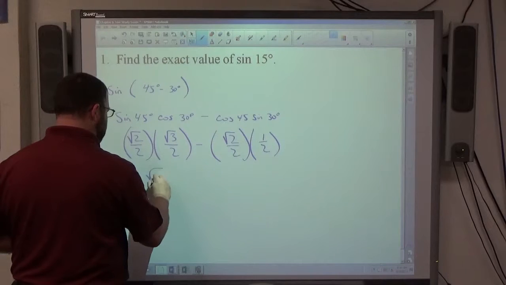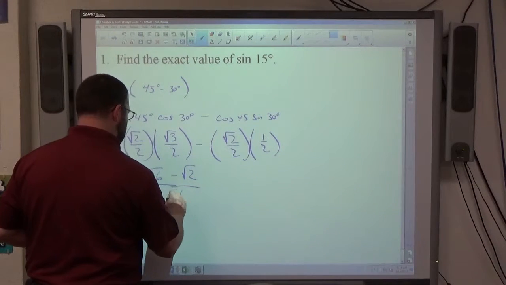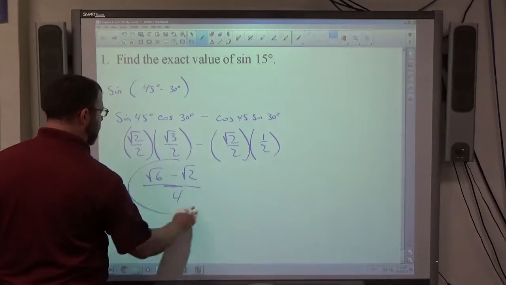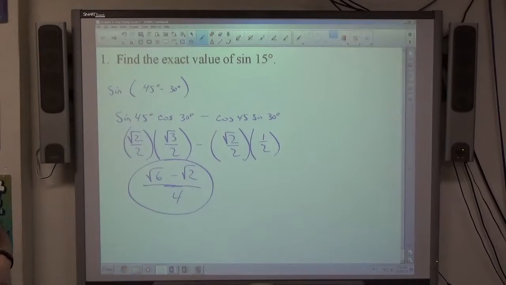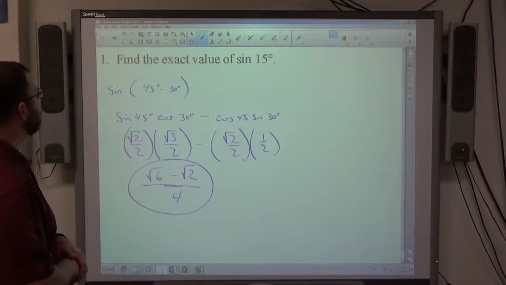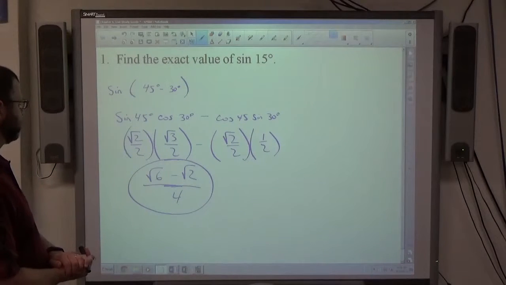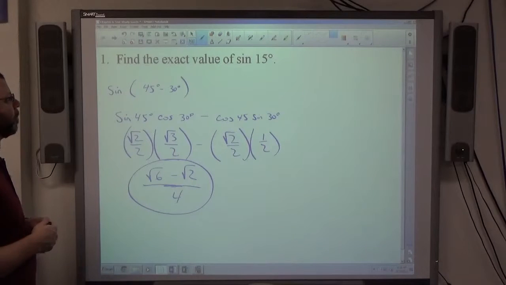This is going to be the square root of 6 over 4, and that's going to be the square root of 2 over 4. Both over 4, so we can just make one simple fraction out of it. Square root of 6 minus the square root of 2, all over 4. I'm looking for an answer something like that. It's usually along those lines with sine or cosine. If it were tangent, it might be a little bit different than that. But again, tangent has its rules, so just apply the rules that way.